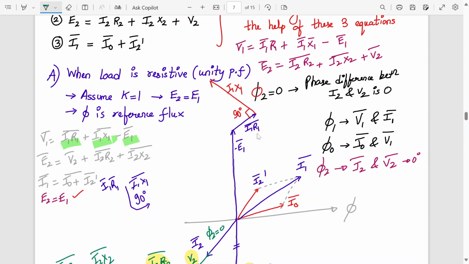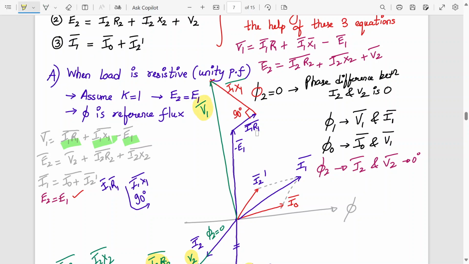So this is minus E1. This is I1 R1. This is I1 X1 bar. So where will my V1 come? This one, from here to here. Agree? So I have to draw a straight line passing through this one. So this one is my V1 bar. Agree now?